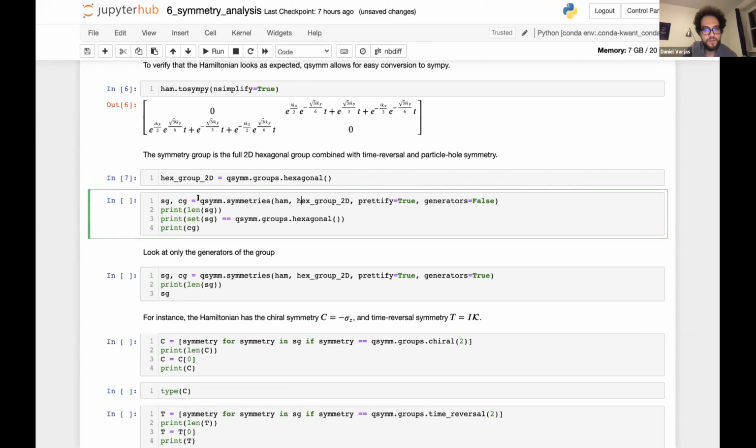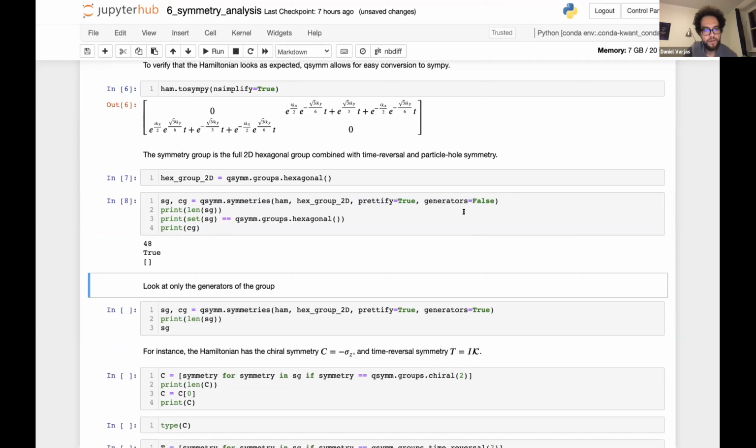And now we just call QSymm.symmetries with this Hamiltonian. We provide our guess, and we want the pretty output, and we want the full group returned. So what we get, I'm not going to show all the 48 symmetry elements, but it turns out that indeed this model has full hexagonal symmetry, including time reversal and chiral symmetry.